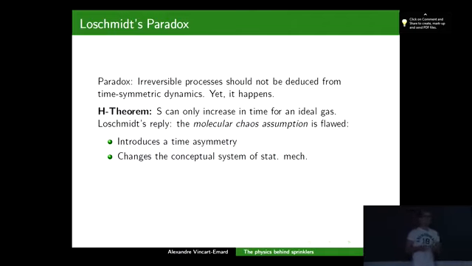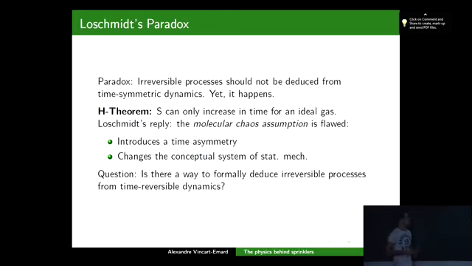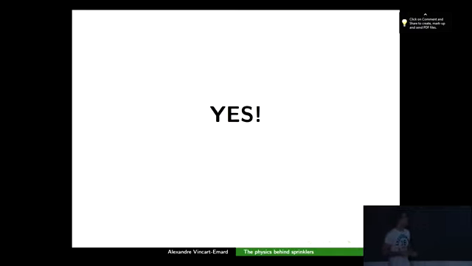So there's something flawed, because it changes the conceptual system of statistical mechanics. We want to look at the microscopic level. We want the equations of motion to be the same. So it introduces a time asymmetry, because we should be able to go from time 1 to time 2, but also in the reverse order, and assuming molecular chaos doesn't do that. So the question remains: is there a way to formally deduce irreversible processes from time-reversible dynamics without assuming any bad hypothesis? So the answer is yes, we can.